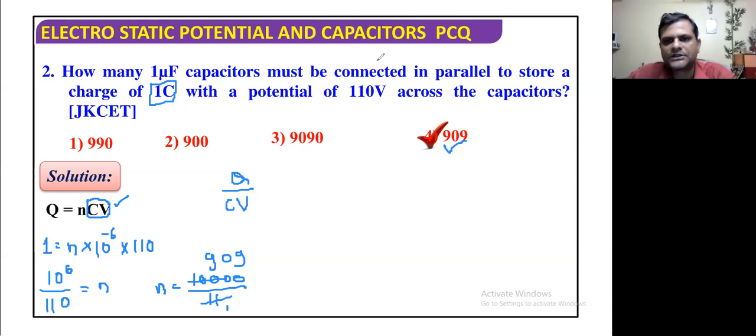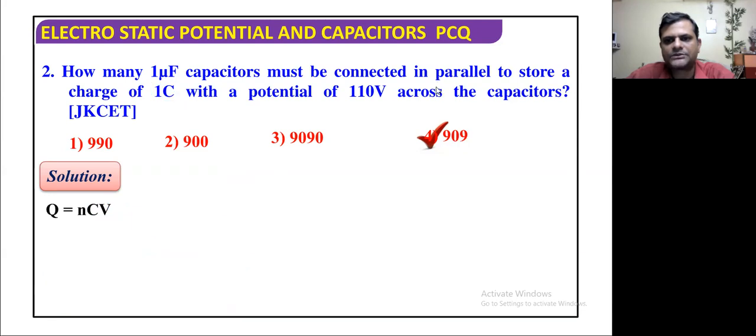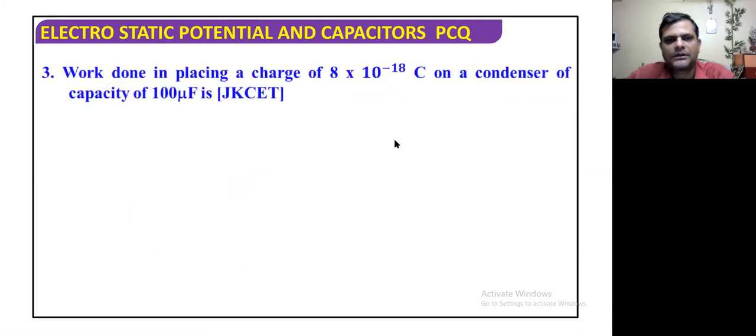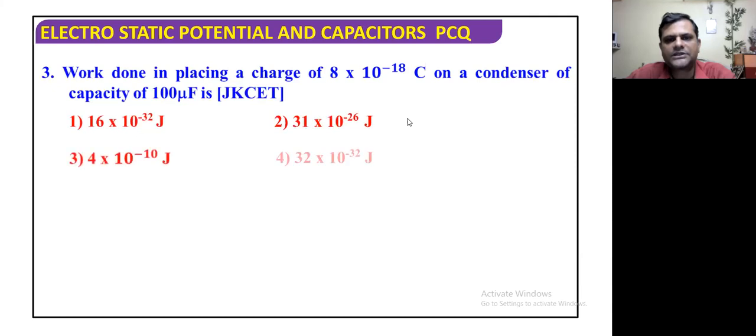तो ये भी हम कर सकते हैं आराम से। Let us move to the next question. The work done in placing a charge of 8 into 10⁻⁸ coulomb on the condenser of capacity 100 microfarad is, okay, तो चार्ज दिया हुआ है और कैपेसिटी भी दिया हुआ है और हमको वर्क डन निकालना है। So that work done will get stored in the form of potential energy on this capacitor, और पोटेंशियल एनर्जी के लिए हमारे पास ऑलरेडी फॉर्मूला है जो कि Q²/2C, that we have to use it here.